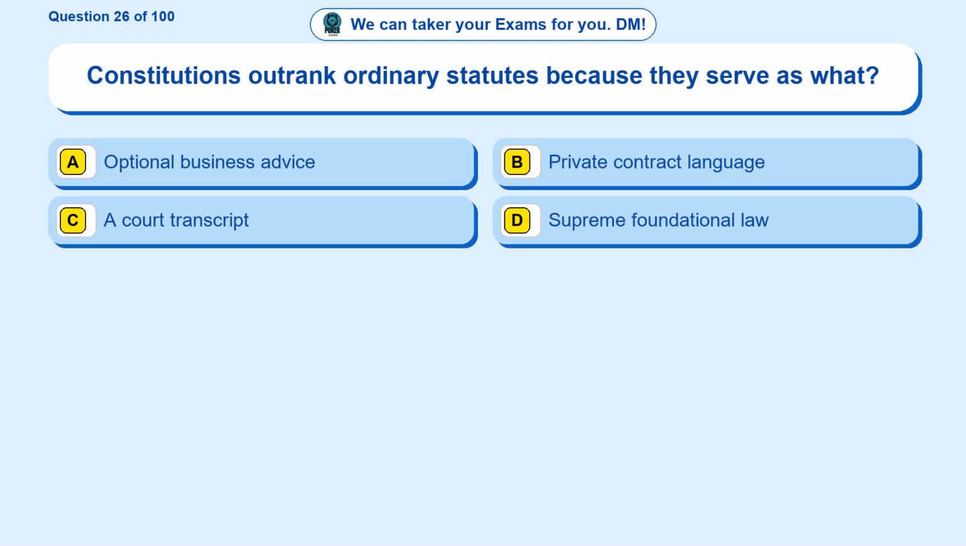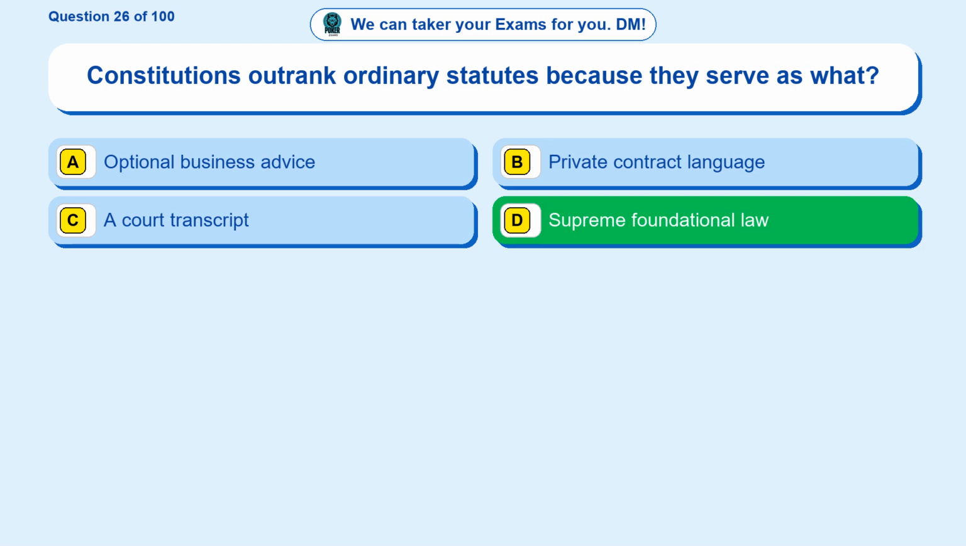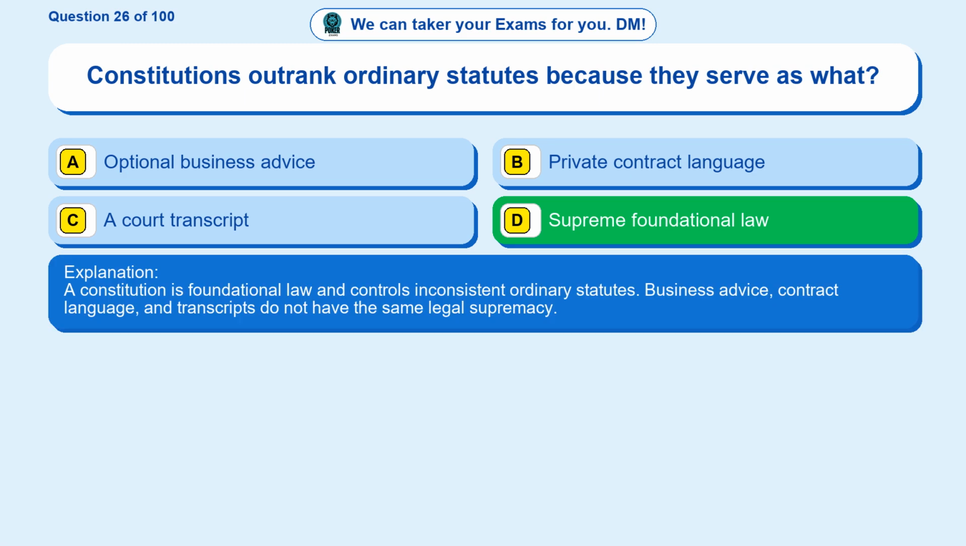Question 26. Constitutions outrank ordinary statutes because they serve as what? Option A, optional business advice. Option B, private contract language. Option C, a court transcript. Option D, supreme foundational law. The correct answer is option D. Supreme foundational law. A constitution is foundational law and controls inconsistent ordinary statutes. Business advice, contract language, and transcripts do not have the same legal supremacy.